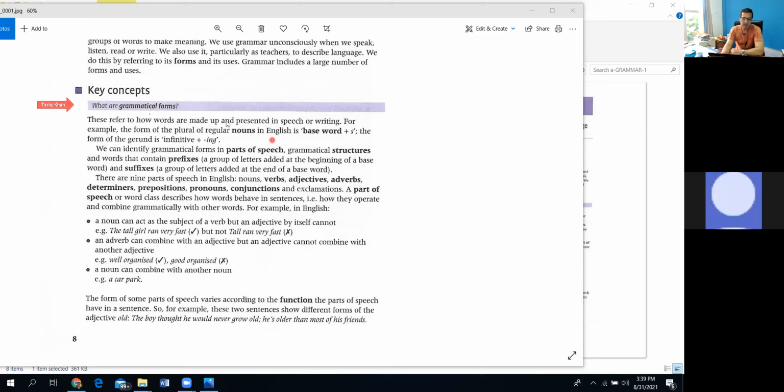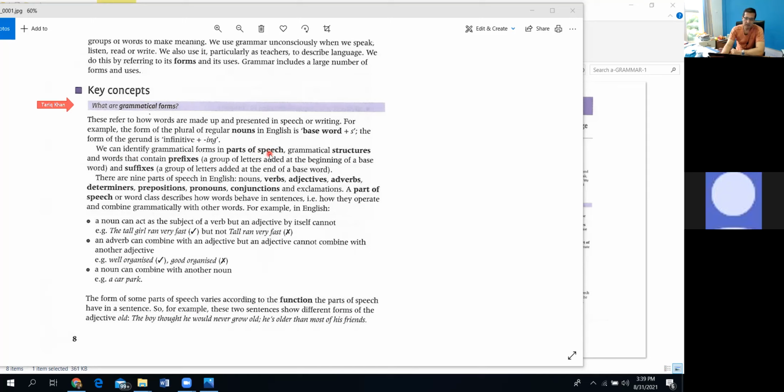For example, the form of the plural of a regular noun in English is base word plus s. The form of gerund is infinitive plus ing. Now, I'm not going to explain gerund now, because on the next page we are discussing it again. We can identify grammatical forms in parts of speech. Now, this is the area where you will be tested. How you will be tested, that we are going to talk about.